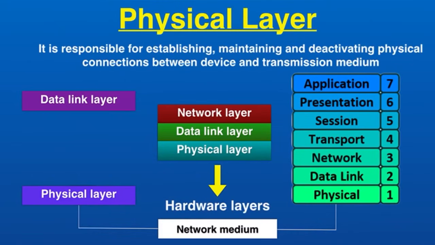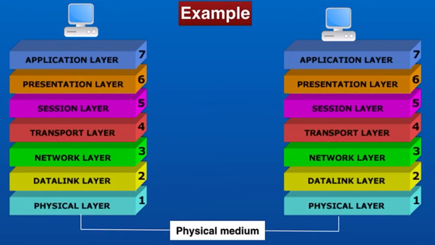Alright, so these are 7 layers that have been explained. Here is an example that shows how all the layers perform their functions. Let's say Robert wants to send an email to Michael. Robert composes his message in an email application on his computer and sends.